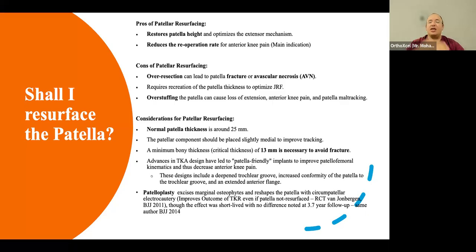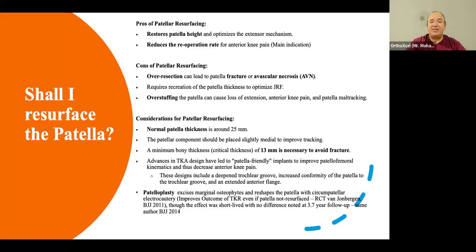Last one is what I do with my patella. Shall I resurface every patella, or shall I resurface certain patellas, or shall I not resurface any patella? The answer is very easy. We resurface the patella now very regularly, because statistics and NJR reports have found that the commonest cause to get a total knee replacement back to theater is patellar maltracking or anterior knee pain, which needs a patellar resurfacing. That's why nowadays everyone is resurfacing the patella.